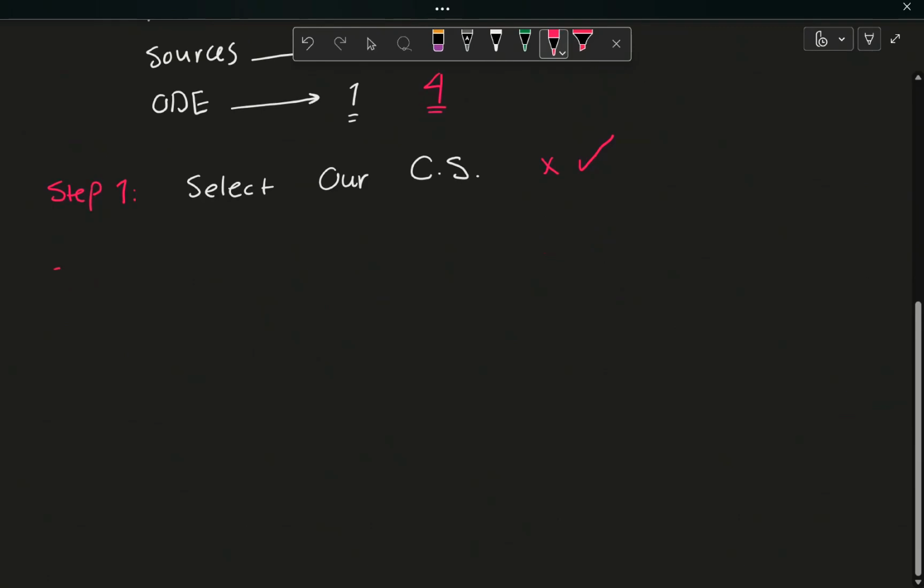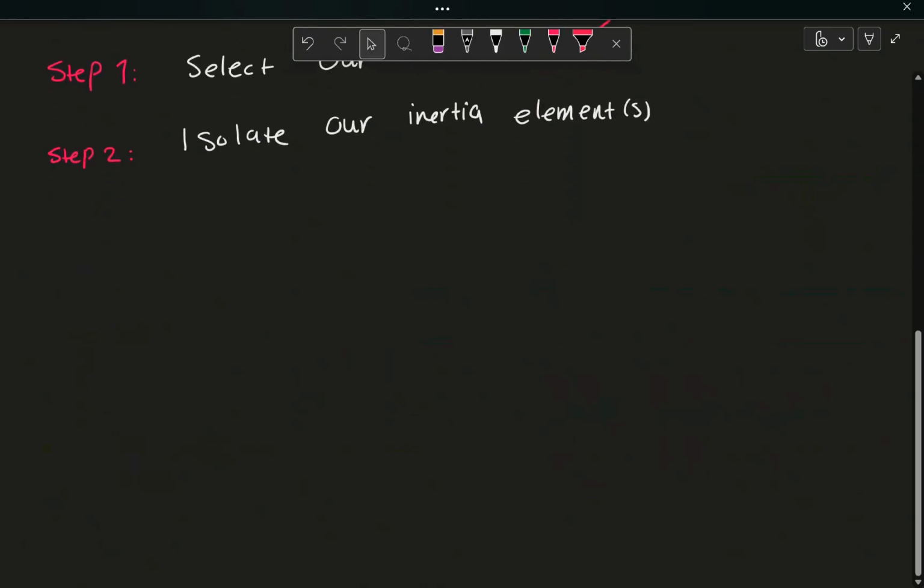Step two is basically isolating my inertia element. In this problem, I have only one inertia element. I'm going to isolate this. It means that I'm going to grab it, disconnect it from the system, and throw it on a piece of paper. Yes? And I'm just going to show the coordinate system on top of this guy as well.